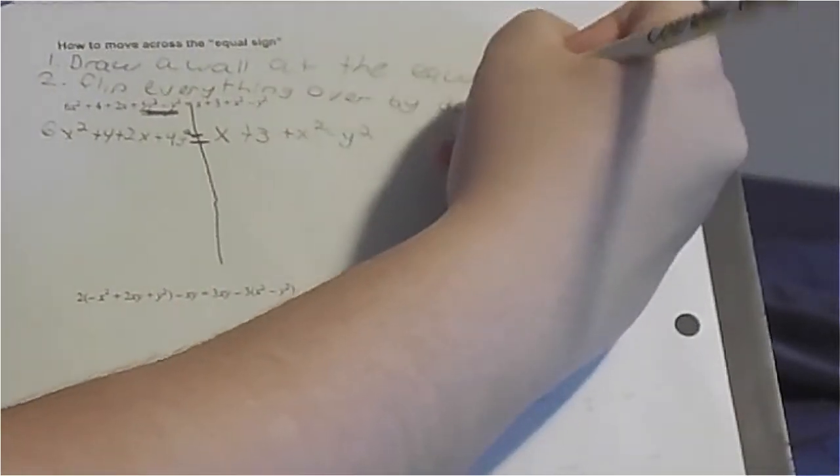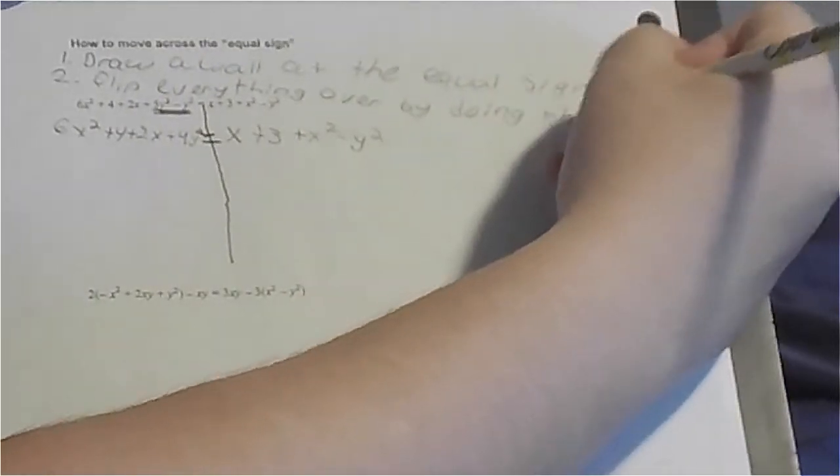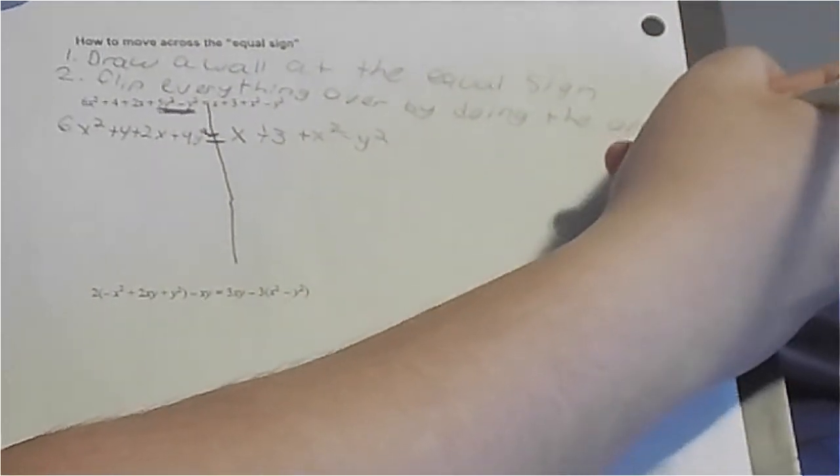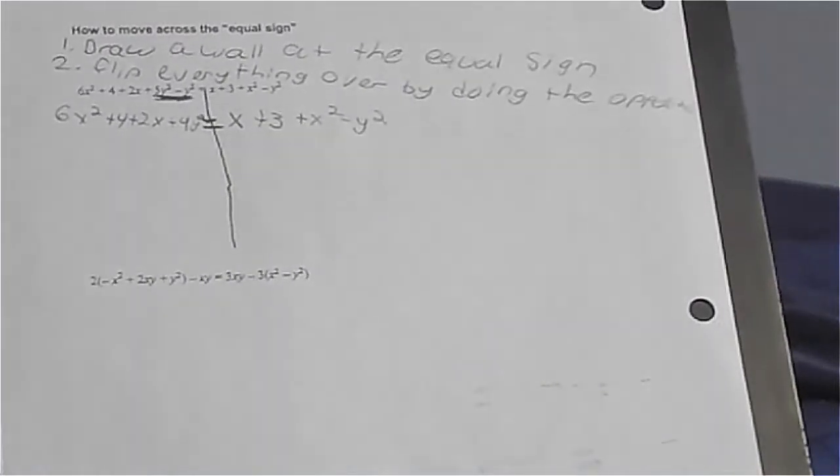In order to move across the equal sign, you end up having to flip the terms over. So we have to flip everything over by doing the opposite. And I'll explain what I mean by doing the opposite in a second.